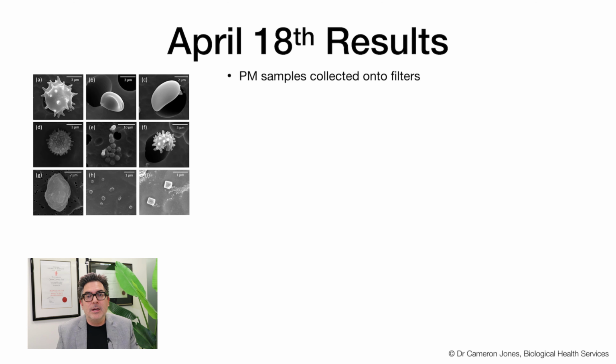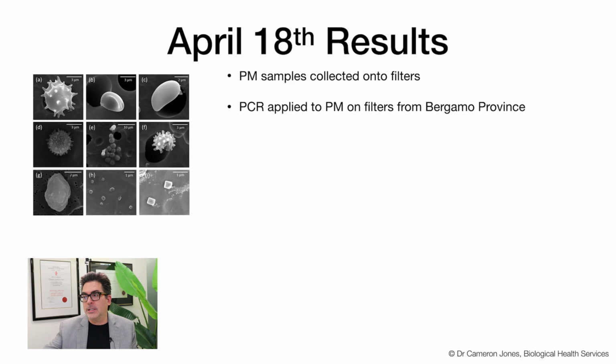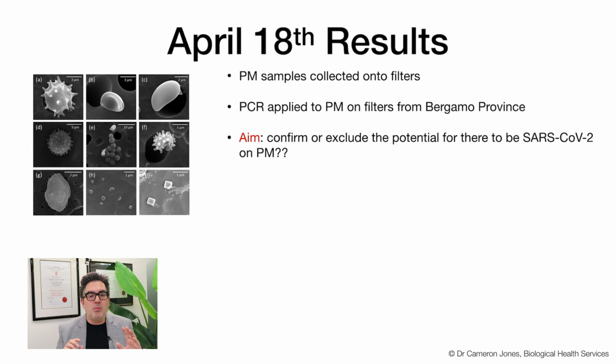onto filters. And you can index the amount of pollution, for example by measuring it, which is called a gravimetric analysis, or you can apply molecular tools such as PCR to analyze what is collected on these filters. And that's what these scientists have done. Their aim was to confirm or refute the potential that SARS-CoV-2 is actually present on particulate matter.